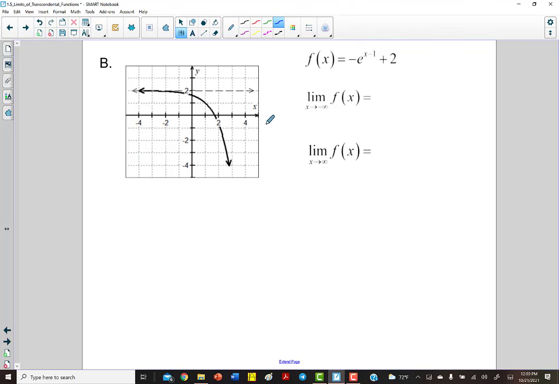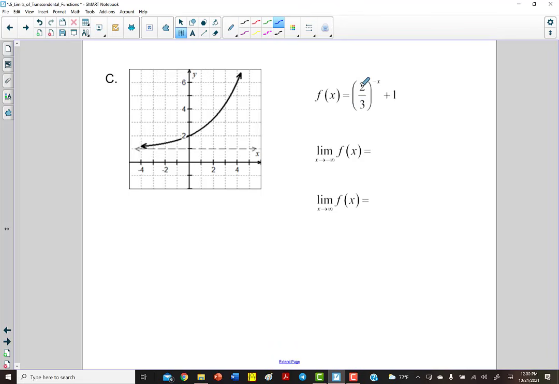In example B, we have a negative e to the x minus 1 power. This is a decreasing function as we read the graph from left to right. And as we head to negative infinity, we're heading to +2. That's our k value, which is the horizontal asymptote. And then again, the graph is decreasing. So as the x values grow large, the function is unbounded downward toward negative infinity.